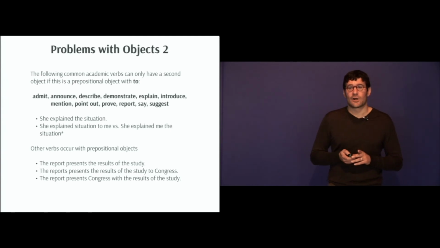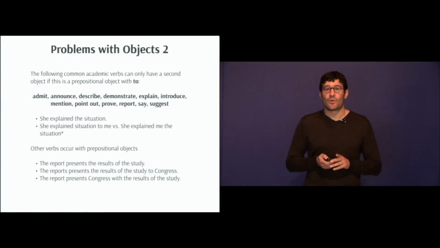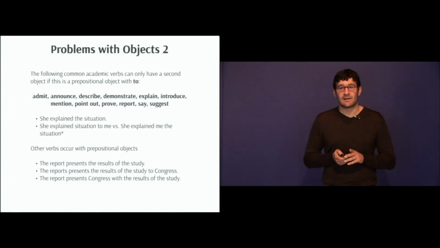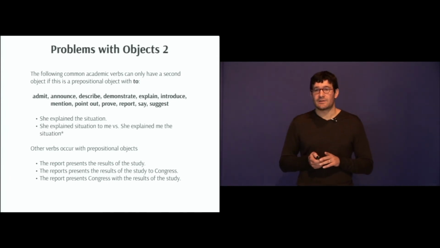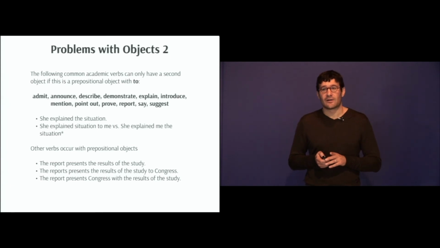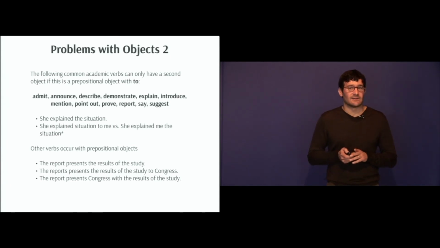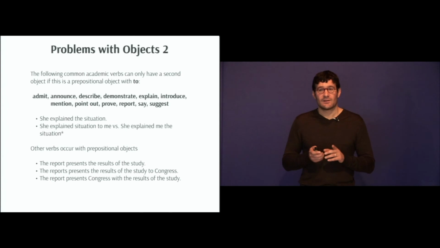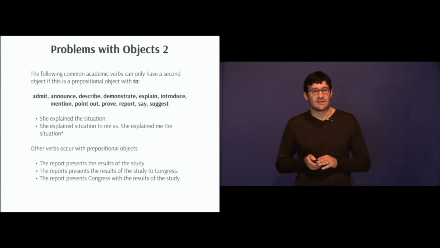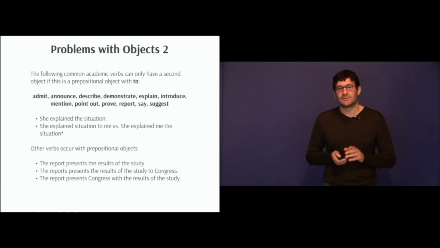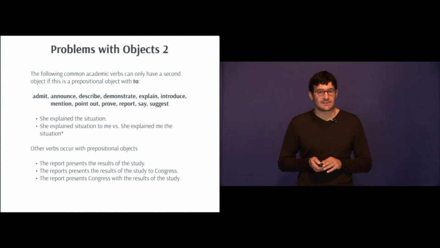And other verbs occur with prepositional objects. The report presents the results of the study. The report presents the results of the study to Congress. The report presents Congress with the results of the study. So if you have Congress as that object, you have to put the with. Presents Congress with the results of the study. And those are the things you need to watch out for when you have verbs with two objects. Thank you.